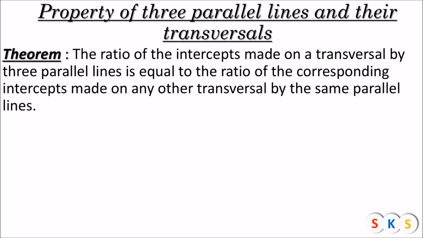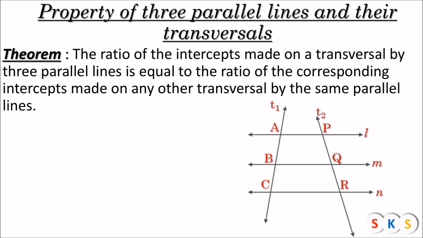In this theorem, you can see there are three parallel lines and there are two transversals for those three parallel lines. So here we have a figure. You can see that in this figure, line L, line M and line N are parallel to each other, and line T1 and line T2 are the two transversals of those three parallel lines.